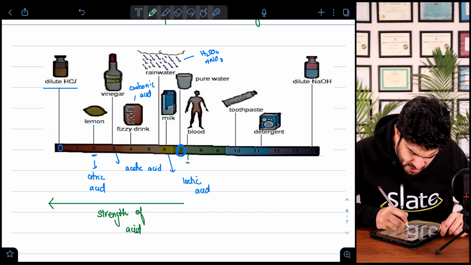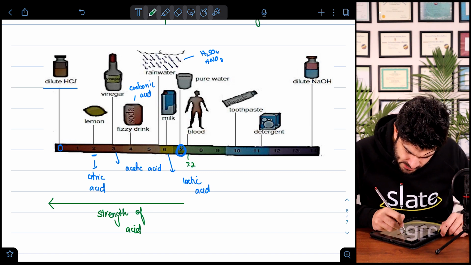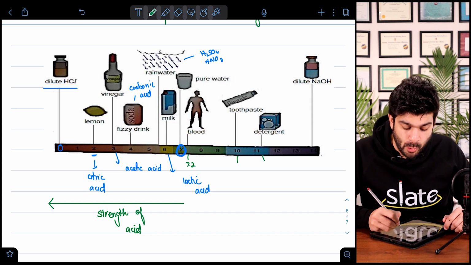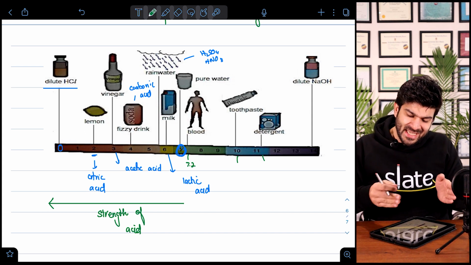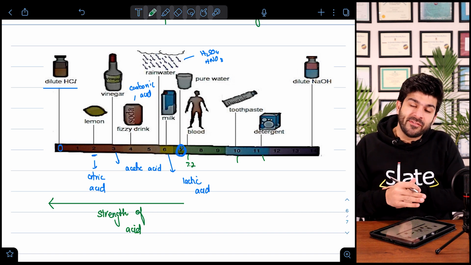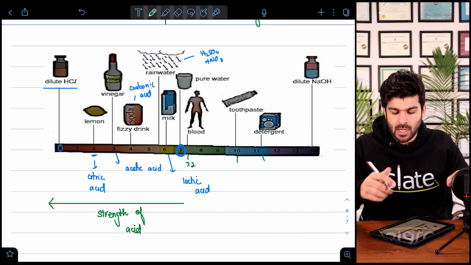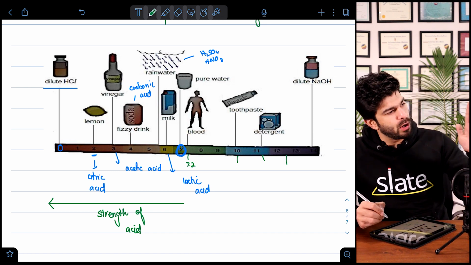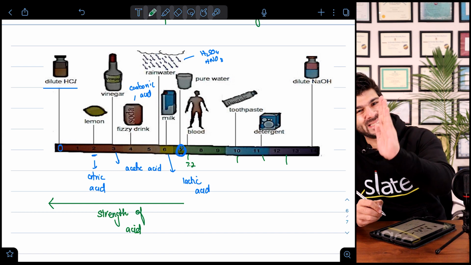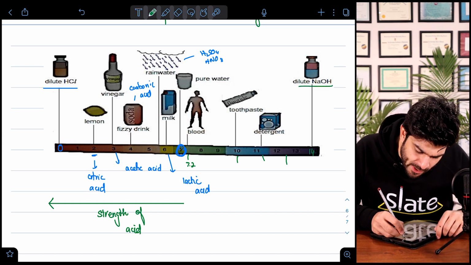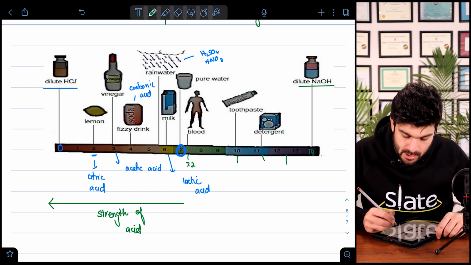Then 7.2, it's blood. 10, toothpaste. Detergents, 11.2. So you can see that even the cleaning action, they're that strong that they're even used as floor cleaners as well, which are further stronger than detergents. So more the cleaning action, more basic it is. And lastly, at 14, it's dilute sodium hydroxide, which is a strong alkali.